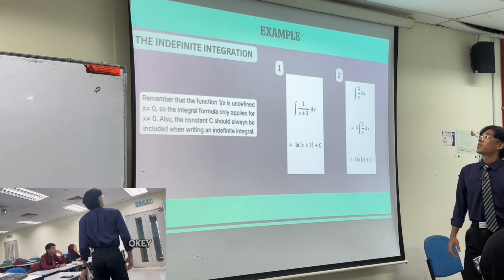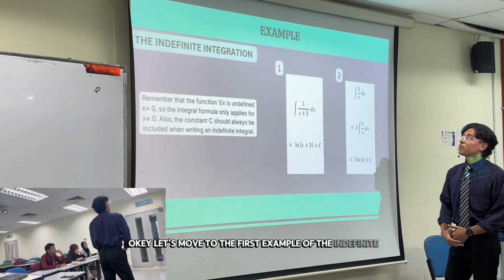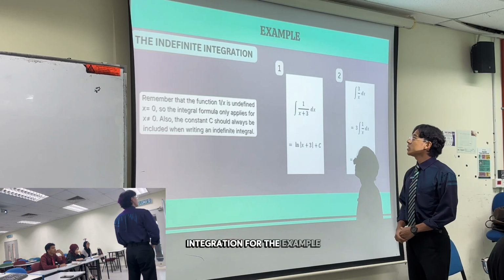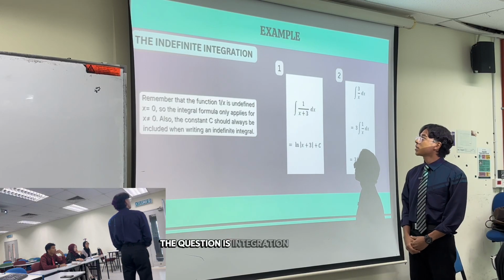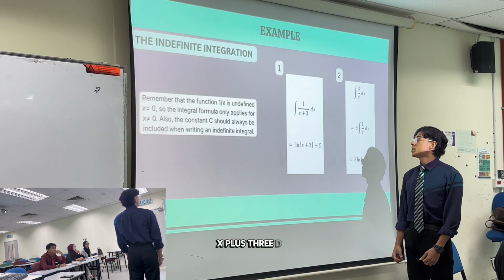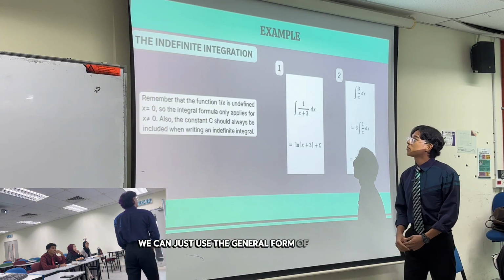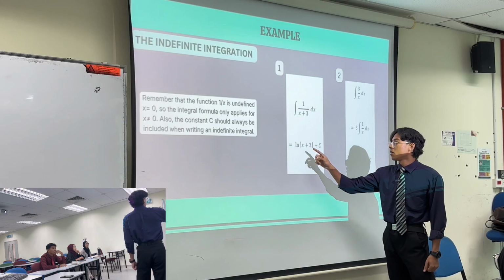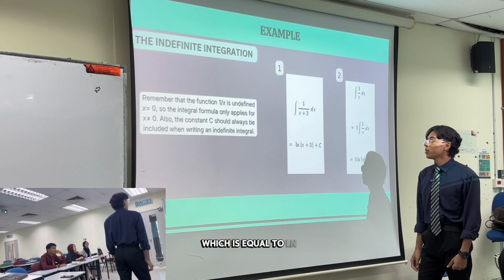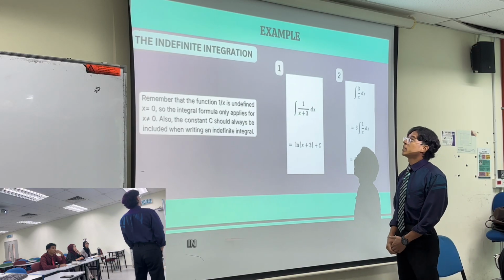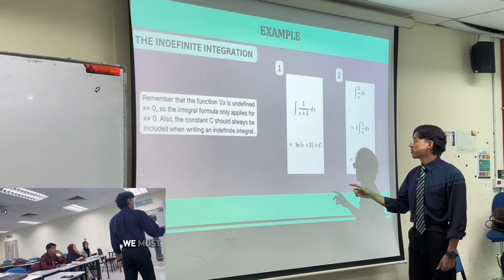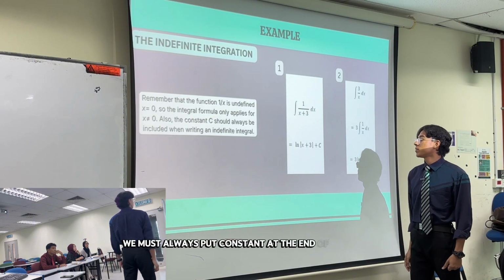Okay, let's move to the first example of the indefinite integration. For the first example, the question is integration of 1 over x plus 3 dx. We can just use the general form of the formula and get the answer, which is equal to ln of absolute value of x plus 3, plus c. In indefinite integration, we must always put the constant at the end of the answer.